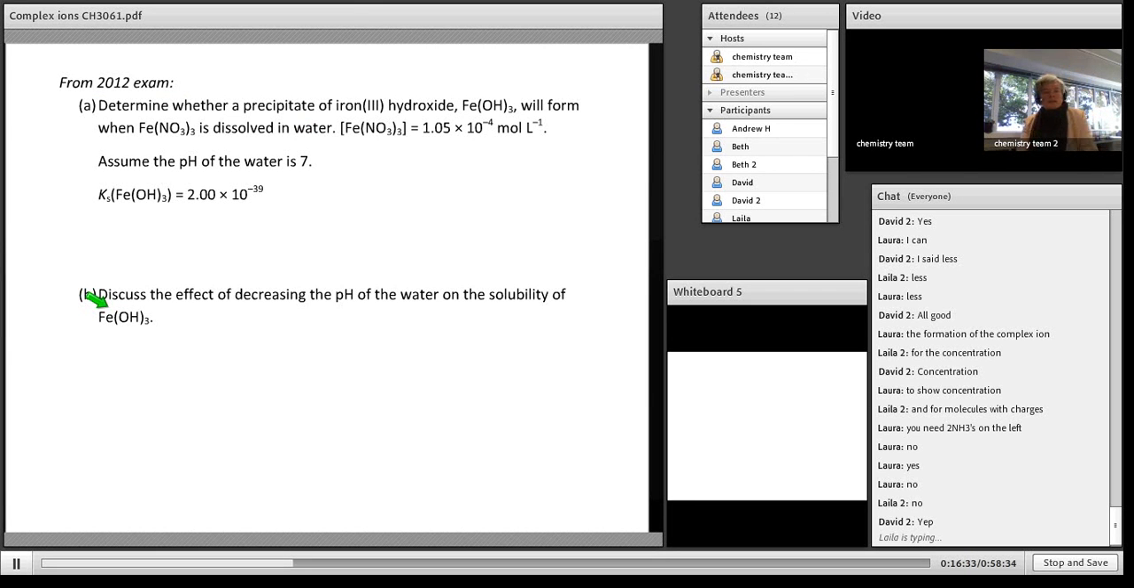They first ask you about iron hydroxide forming when we've got iron nitrate dissolved in water, and they give you the pH. Now we haven't in this CH 3061 discussed pH yet. It comes in 3062, and then in your final one you get examples like this. But seeing we're also going to be doing this today, what does the pH tell us?